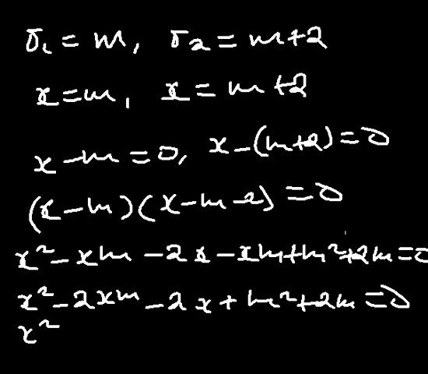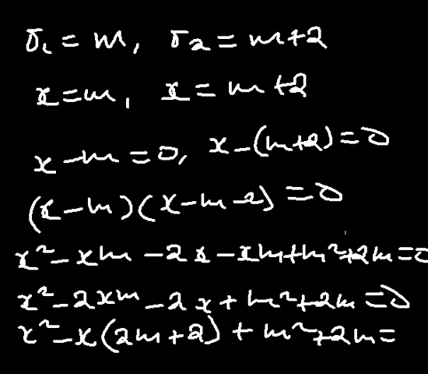So now we have x squared minus x, and we'll have to factor out x here for these two terms. Now I'll have negative x, and also factor out a negative as well. So now I'll have 2m plus 2, and the whole of this one is the constant, so we have m squared plus 2m, which is equal to 0.